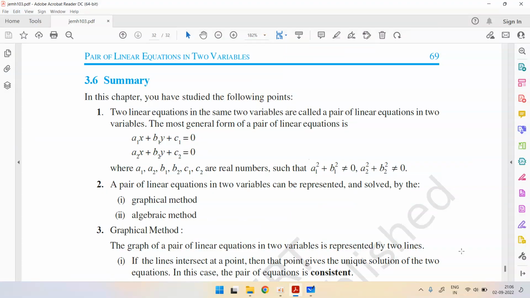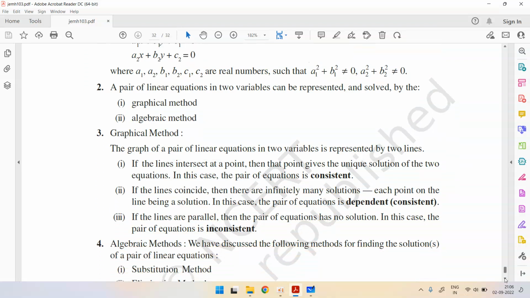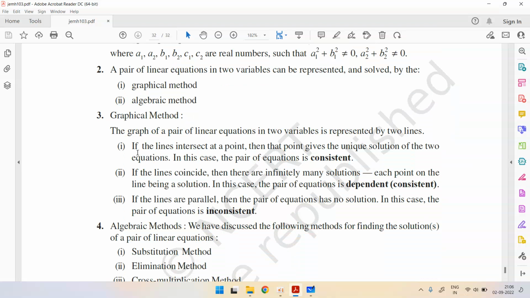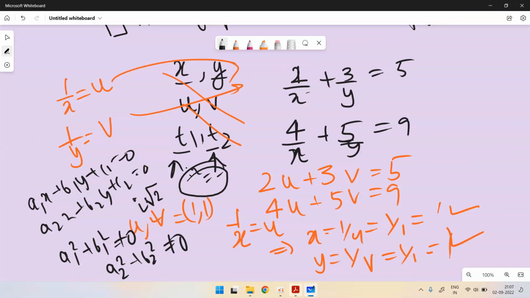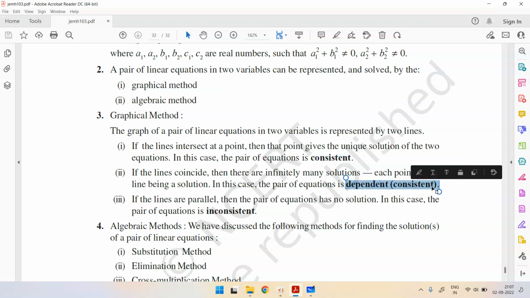You have done the graphical method, and also the algebraic method, and the terms consistent, dependent, inconsistent. If the lines intersect at one point, there is a unique solution, and the pair of equations is consistent. If the lines coincide, there are infinitely many solutions, and this is known as dependent. This is also consistent, but it is dependent. Third, if the lines are parallel, there is no solution, and this is inconsistent. If there is at least one solution, it is called consistent.